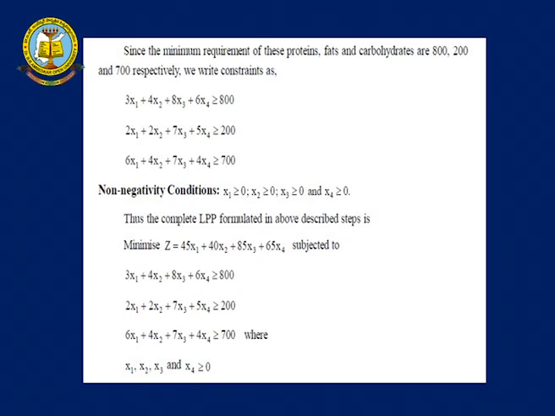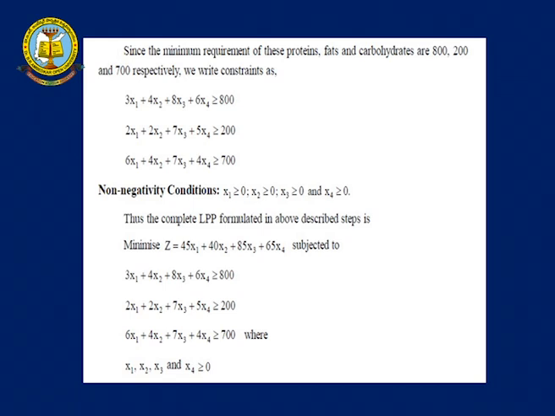Whatever variables we take must always be greater than or equal to 0, because these are food items. It cannot be less than 0, that is, it cannot be negative. Therefore, x1 greater than or equal to 0, x2 greater than or equal to 0, x3 greater than or equal to 0, and x4 is also greater than or equal to 0. This is the non-negative condition. So, this is the formation of LPP.